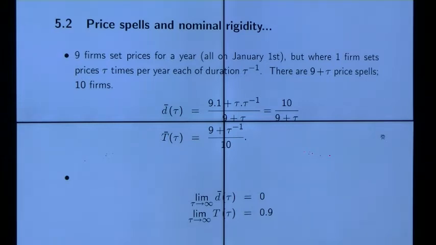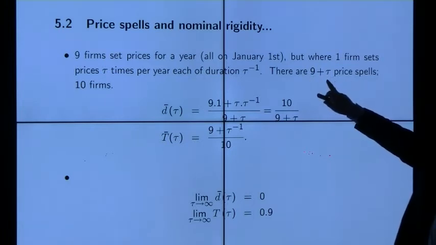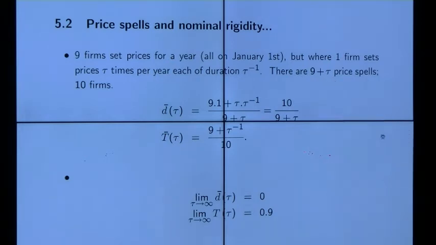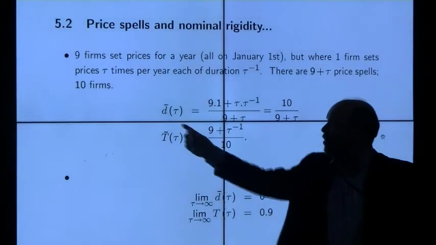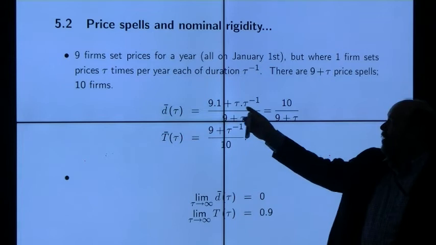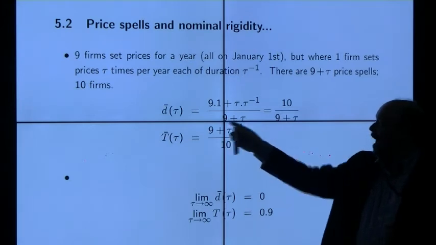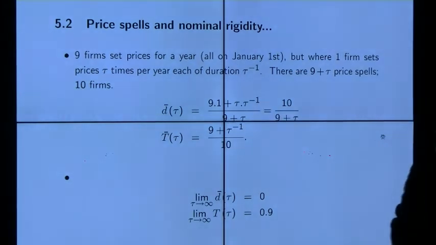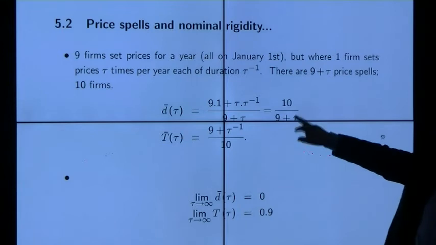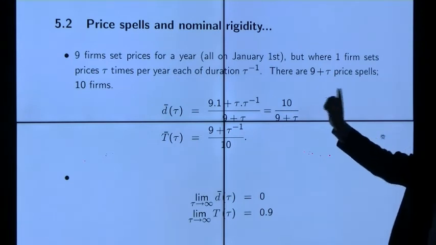So in total, there'll be 9 plus τ price spells: the 9 one-year price spells plus the τ price spells generated by the one firm. If we look at the mean price spell, taking the average across price spells, we have 9 one-year price spells, τ price spells of length 1 over τ, and the total number of price spells is 9 plus τ. So the mean price spell is 10 over 9 plus τ. If τ was equal to 1, and the one firm also changed its price once a year, the mean price spell would be 1 year.